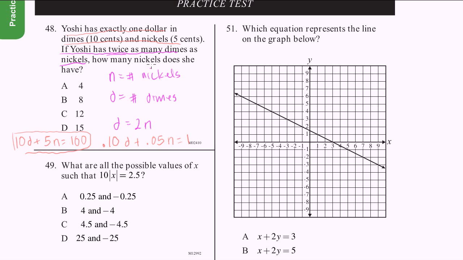So what are they asking? How many nickels does she have? So we want to solve for n, for nickels. Well, we have this piece of information right here: the dimes are equal to 2 times the number of nickels. And we have this right here. So what we can do is substitute for d. We know that d is equal to 2n, so we could put 2n in the place of that. So let me write it over here. I have 10d plus 5n is equal to 100. 10 cents times my number of dimes plus 5 cents times my number of nickels is equal to 100 cents.